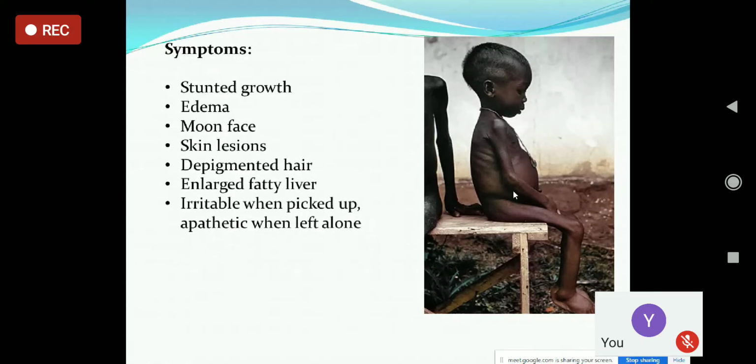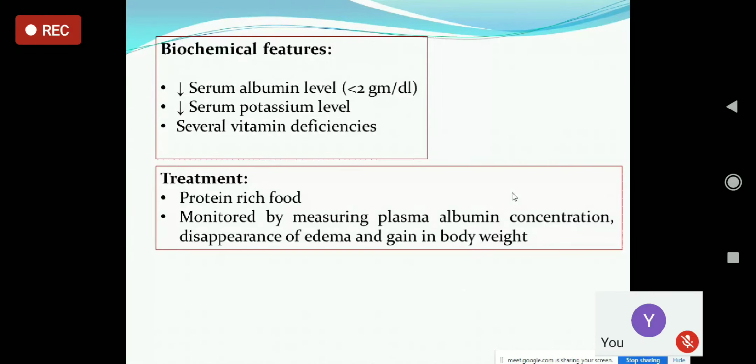So this is what happens when the diet is deprived of proteins. In kwashiorkor, these are the biochemical features. Serum albumin is decreased. Serum potassium is decreased, and there is vitamin deficiency as well. The treatment is protein rich food should be given, and they should be monitored by measuring plasma albumin concentration and disappearance of edema and gaining body weight.